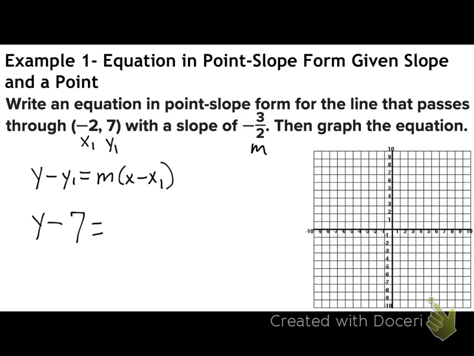What's my m here? What's my slope? Negative 3 over 2. I'm replacing m with negative 3 over 2. Were we with me so far? Times the quantity of x minus, what's my x1 value? Negative 2. So, there's a minus sign in the formula that I have to account for. If there's a negative in my ordered pair, I still have to account for that as well.